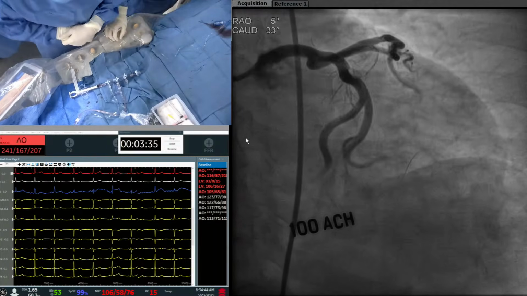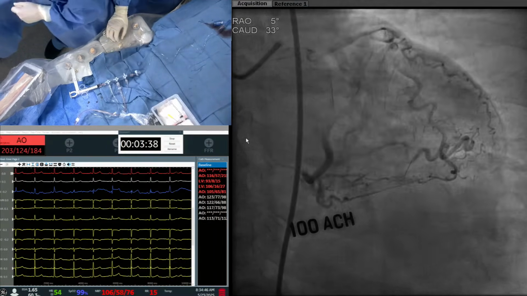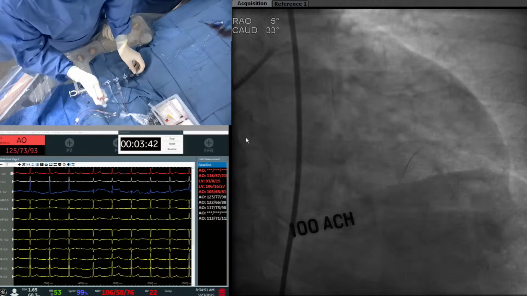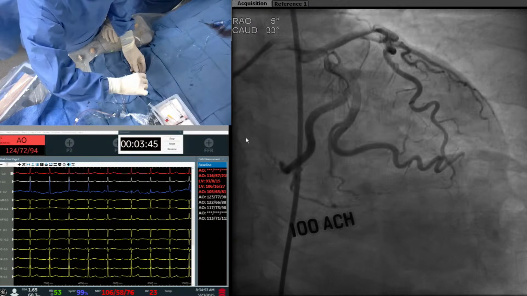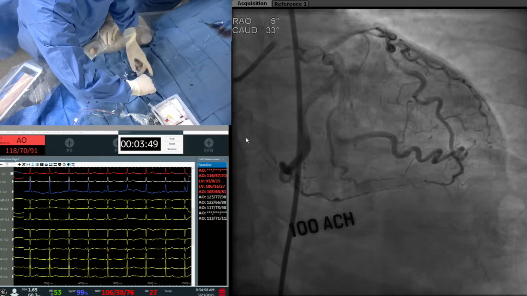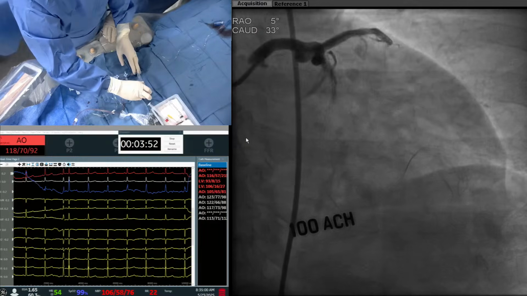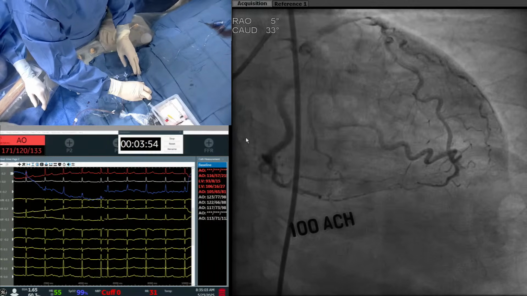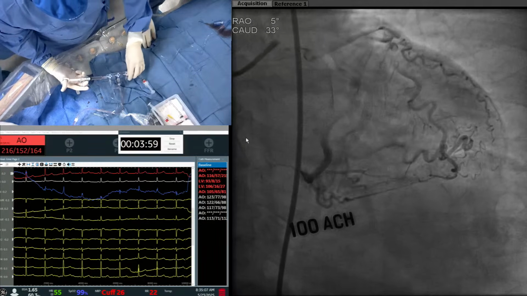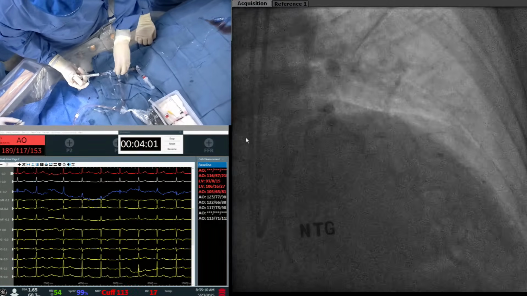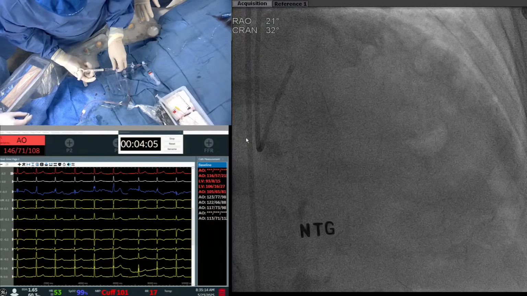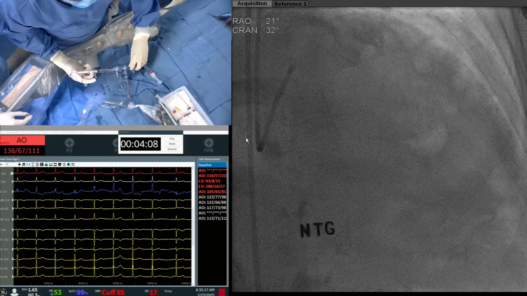Nice. It looks good. Another very important aspect is nitro. You need to have nitro readily available. In our protocols, we fill 2 syringes of nitro, and after we give the acetylcholine, we do at least 200 micrograms of IC nitro. Even if there's no spasm, I still give it. And how much do you give? I usually give 200.